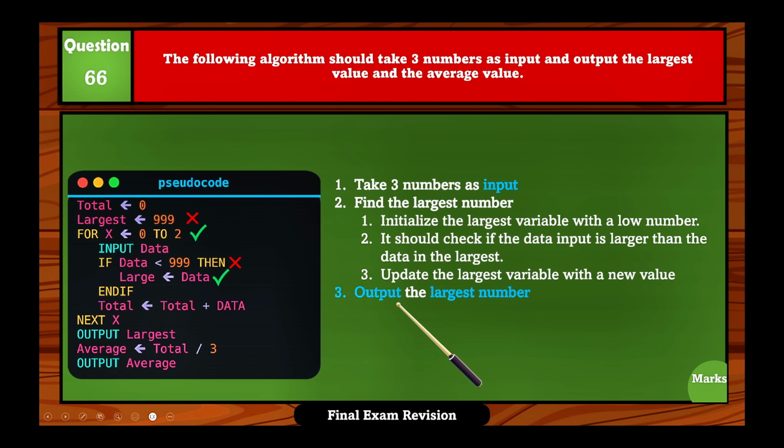Let's see the next part. Next part, output the largest number. We have outputting the largest number. Yes, it is outputting the largest number, so this requirement is also fulfilled. Number 4, find the average. So how do we find the average? It's total divided by count. So it's also correct here.